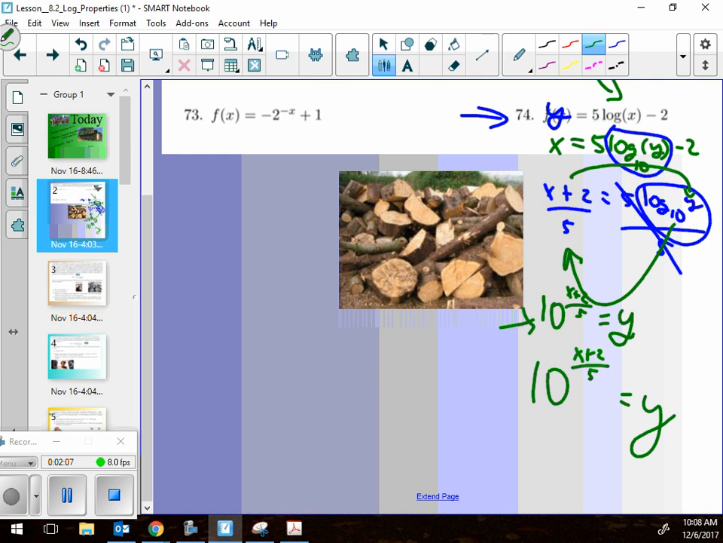Any questions on what I just did there? I got that clump alone. Then I did a rewrite, and then I made sure I got it all the way down so y was alone. y equals all that.